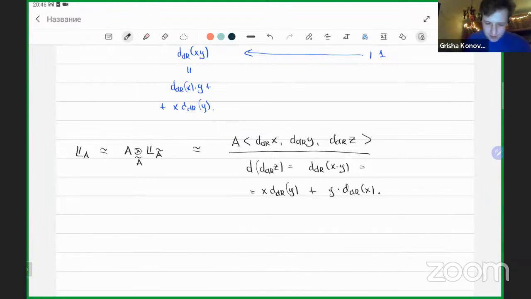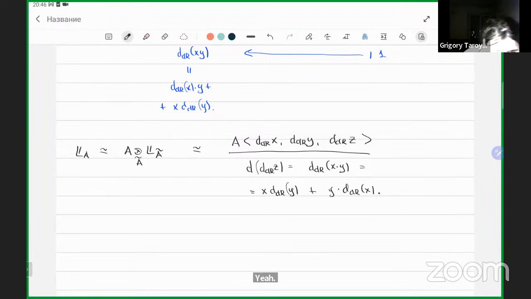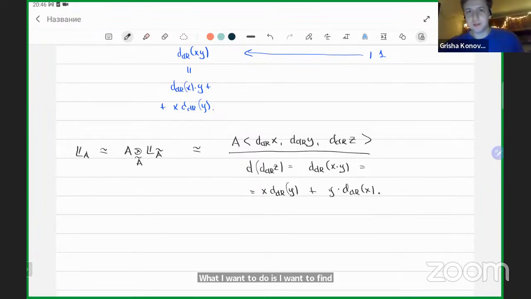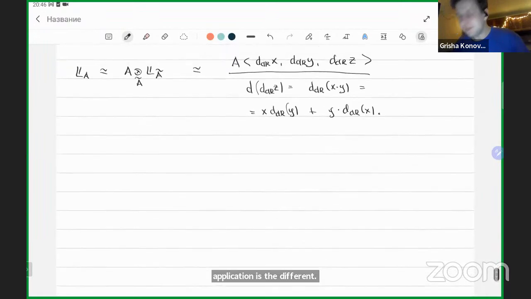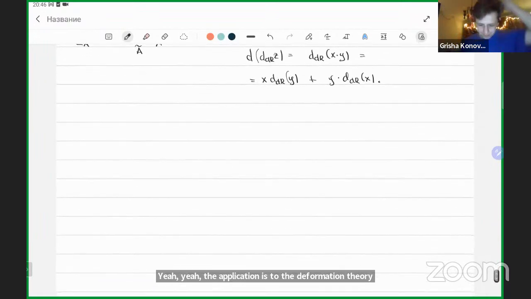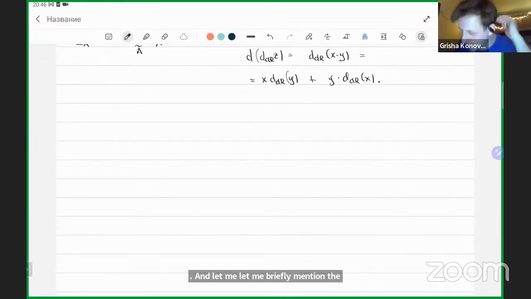minutes. So what I want to do is finally get to some interesting and funny applications of the theory, and the application is to deformation theory. Let me briefly mention the classical story.